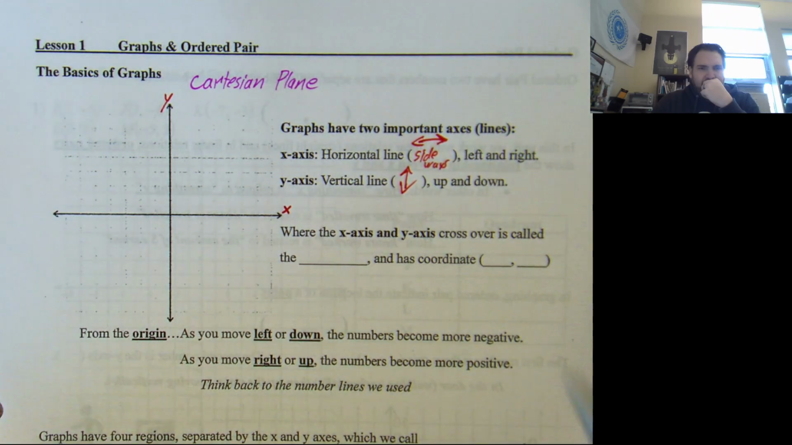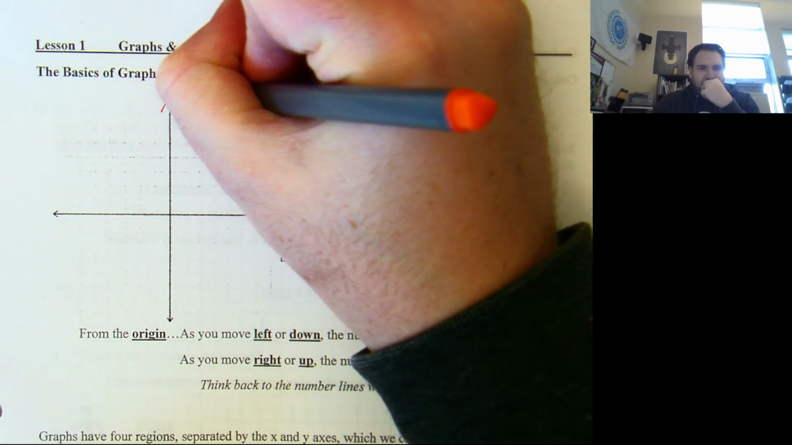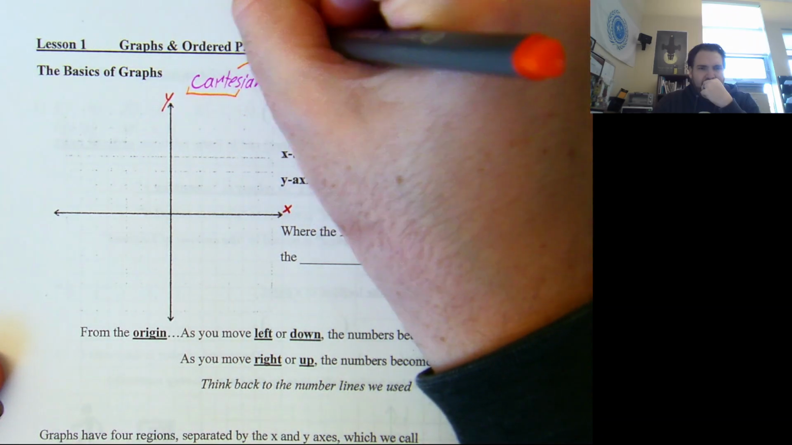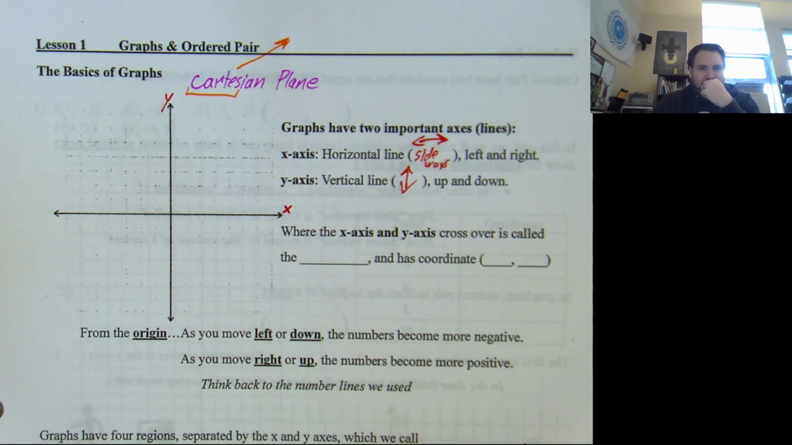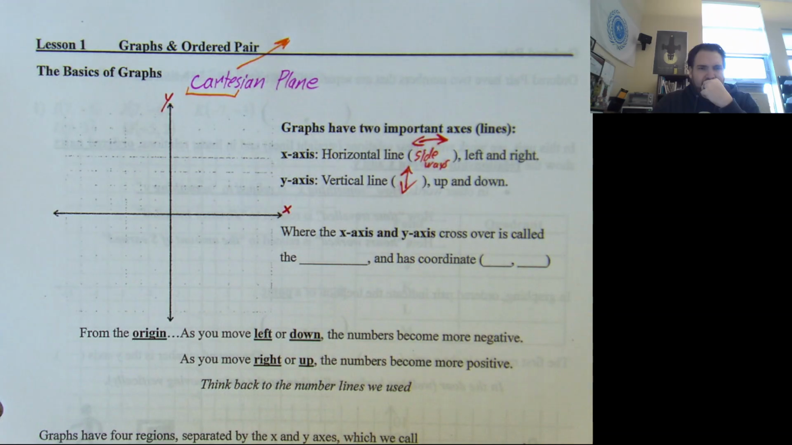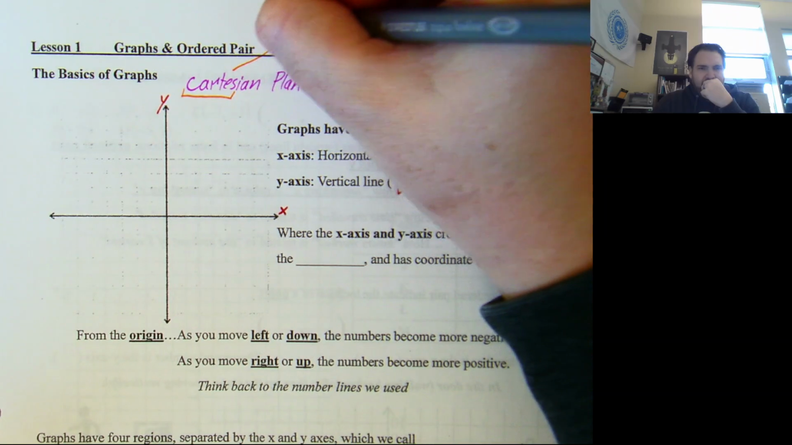Cartesian shares a root word with a science. Does anyone know what science is related to the Cartesian plane? It starts the same way.